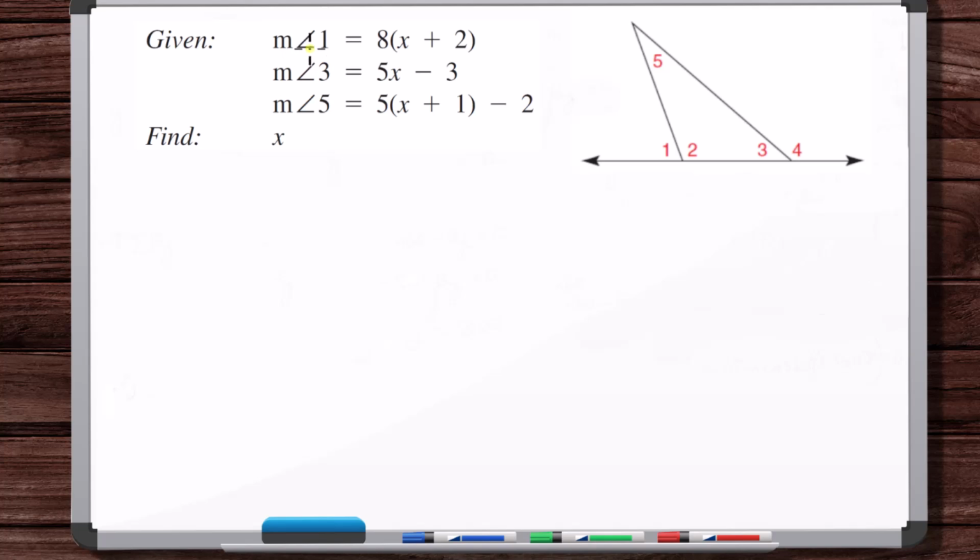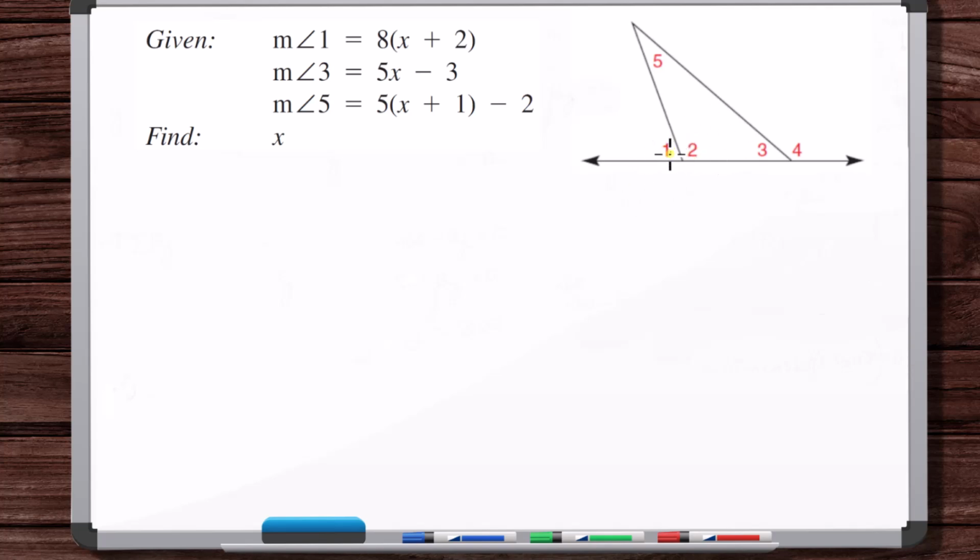Okay, given the measures of angle 1, 3, and 5 are these expressions of x related to the angles of this triangle here, find x. So, we could just look at the fact that measure of angle 1 and 2 are supplementary angles, 3 and 4 are supplementary. But it would be good practice to try and think about relationships between exterior angles and the interior angles of a triangle as well, so we don't forget about it.